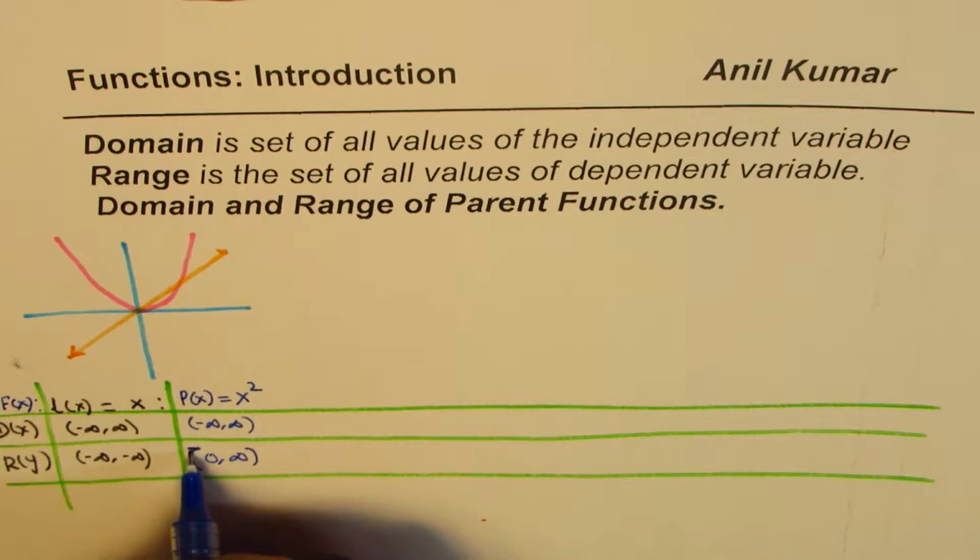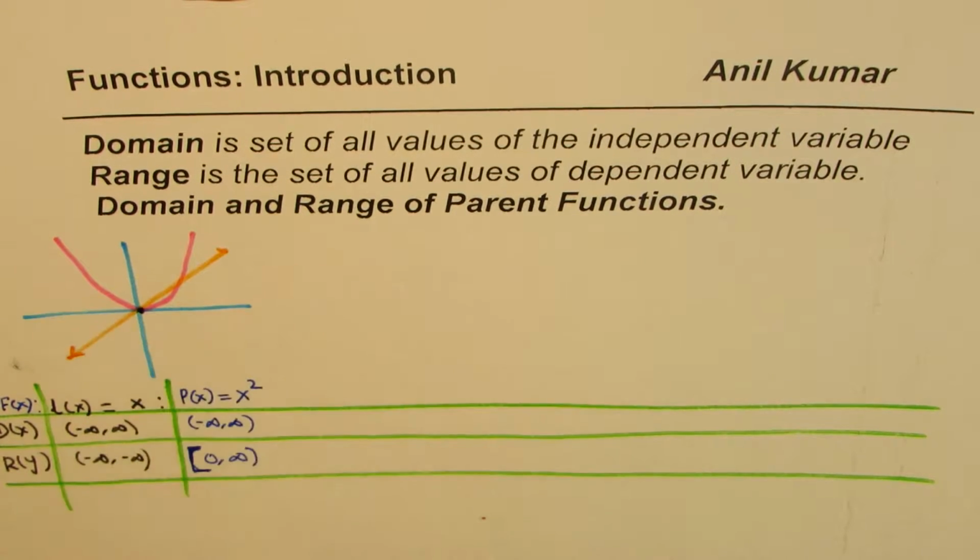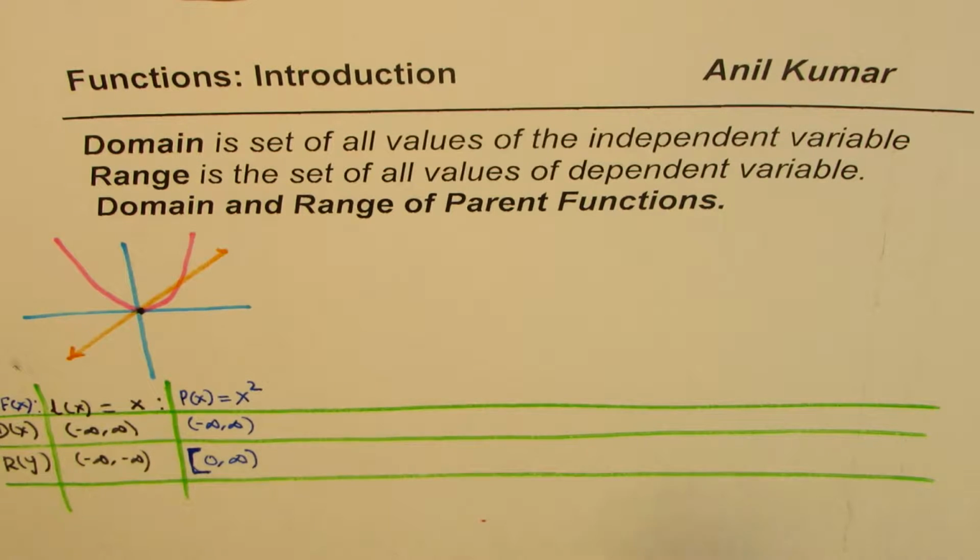Some of you must have noticed I made a mistake. I have to include 0. Correct, so you should include 0. This point, the origin, is right there on the curve, and it should be included, right?